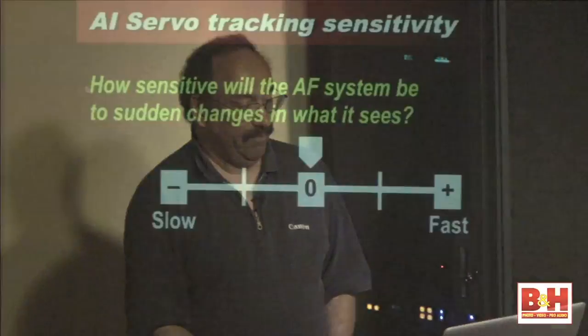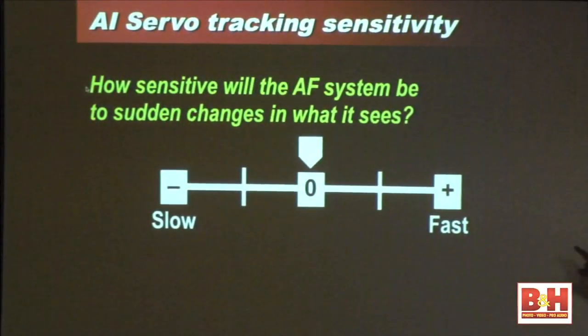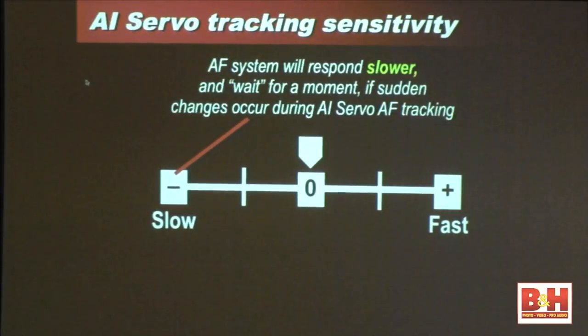And what you have is a function called AI servo tracking sensitivity. When you call it up, you'll see a little scale that looks like this, with slow, fast, and a middle setting. Basically, the slow setting means the system is going to respond to a change like that slower. It's going to give you a perceptible one Mississippi to get back on that original subject, to let that player in the foreground pass by. Fast, on the other hand, means that when the system sees you're tracking a subject and it sees a sudden change, something comes in the foreground or whatever, it's going to aggressively try to jump on that new subject.